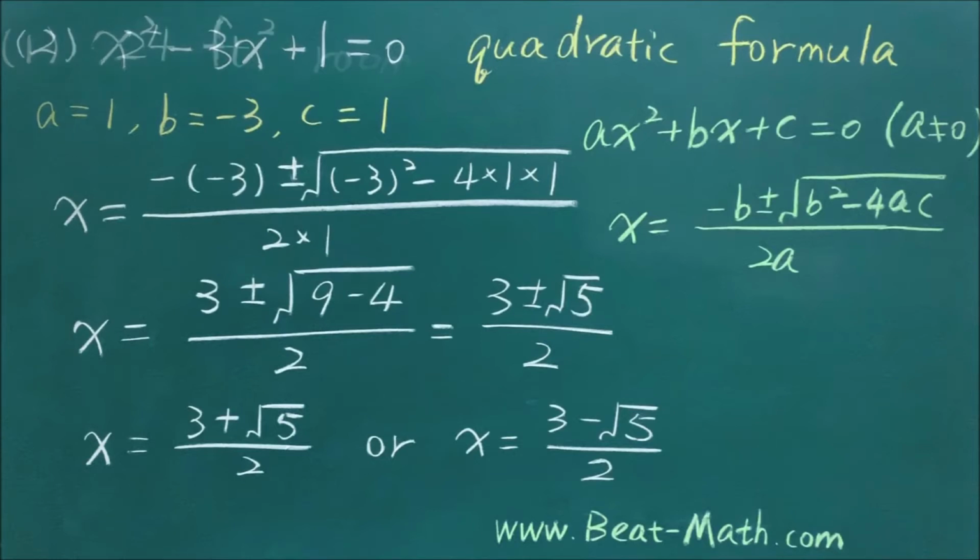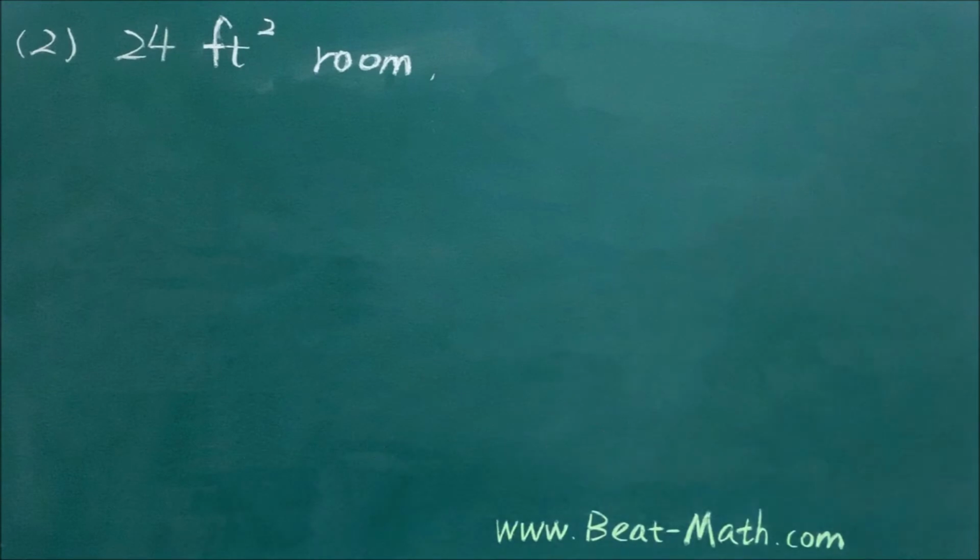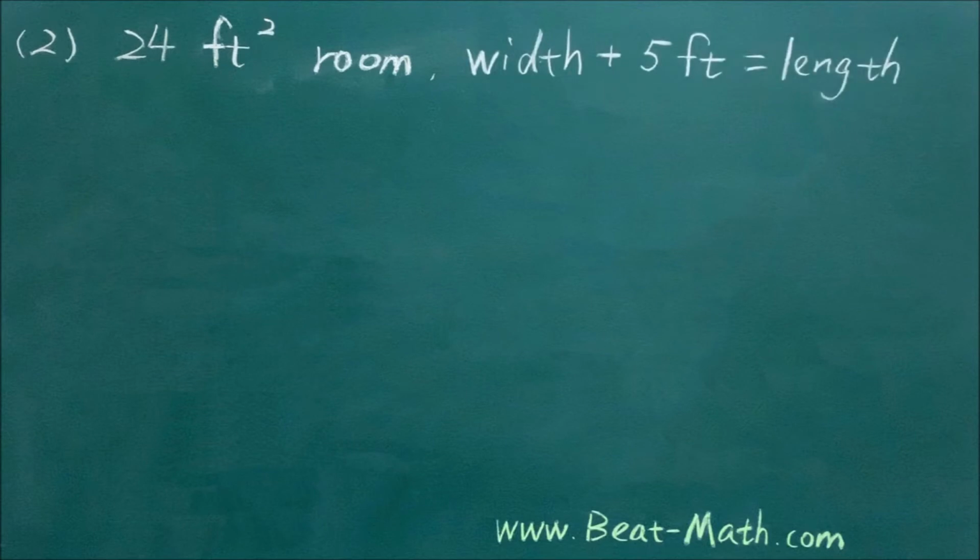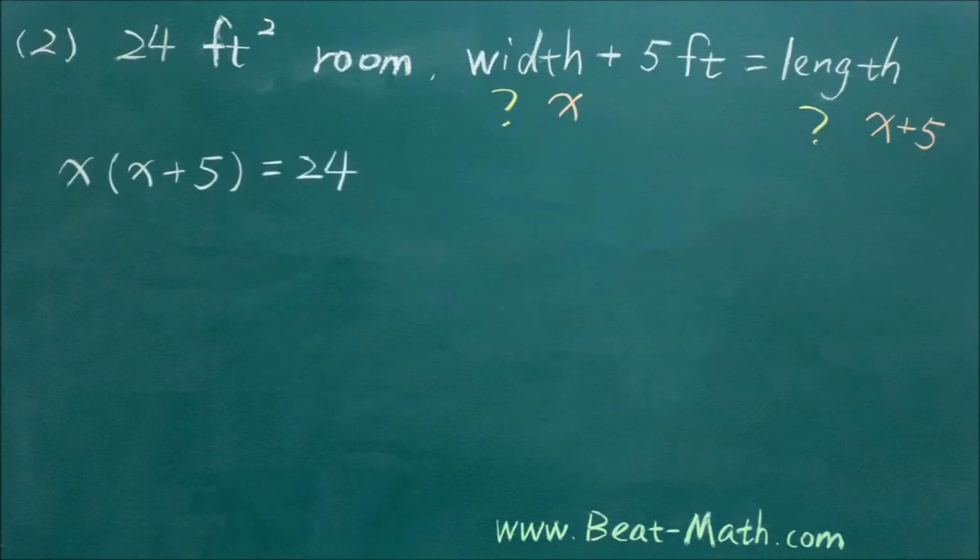Okay, the area of a storage room is 24 feet squared. It's a rectangle and its length is 5 feet more than its width. What are the length and width of it? First, let's assume that the width is x. Then the length has to be x plus 5. Because the area is the product of the length and the width, we can make the equation. It's x times (x plus 5) equals 24. Multiplying out the parentheses, we get x squared plus 5x equals 24.